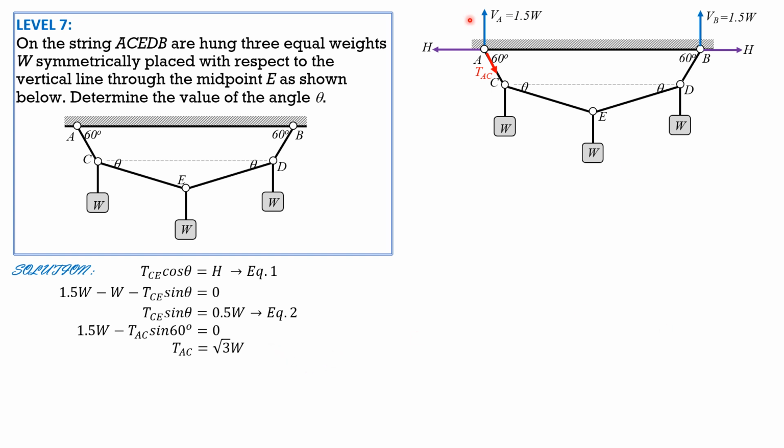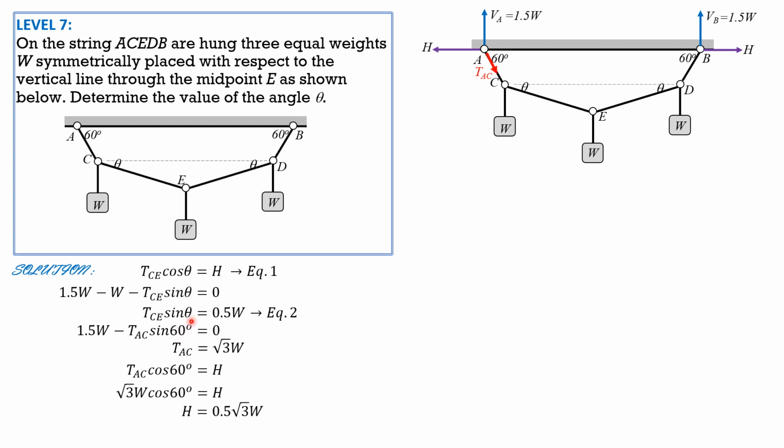Then summation of forces horizontal equals 0. TAC cosine 60 equals H. And since TAC is square root of 3 W, substituting, we can now compute H in terms of W. H is equal to 0.5 square root of 3 W.